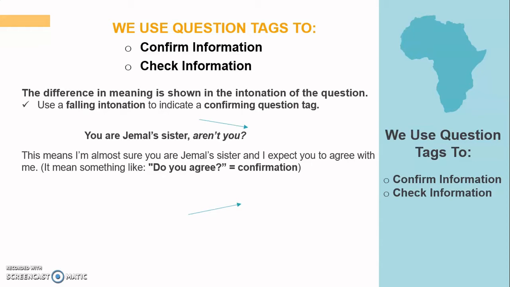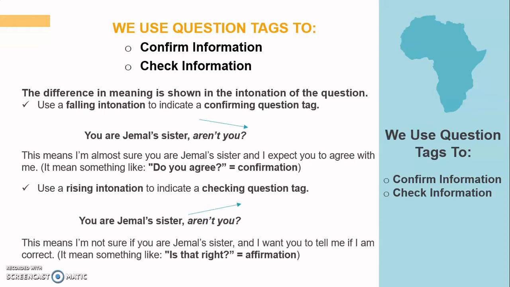Just a kind of confirmation. Next, you use a rising intonation to indicate a checking question tag. You are Jamal's sister, aren't you? This means I'm not sure if you are Jamal's sister and I want you to tell me if I'm correct. Or it means something like, is that right? Or you just need it for affirmation.